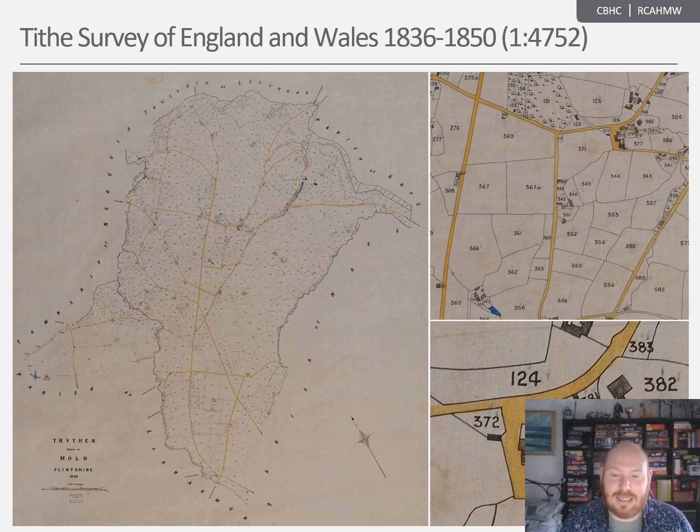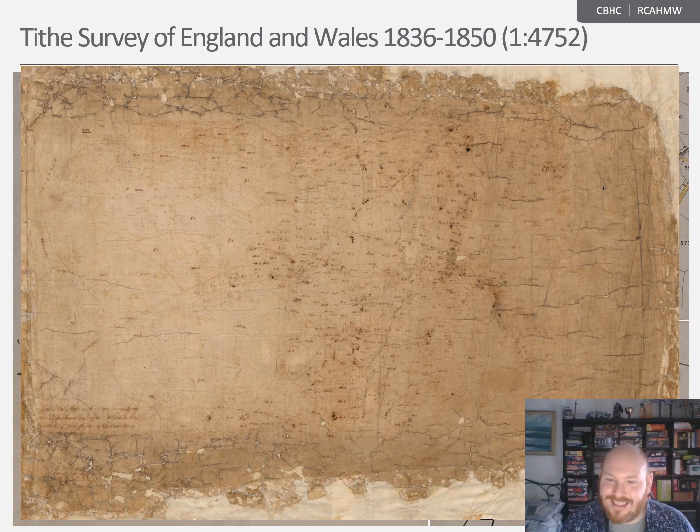So the example you can see on screen now is Trything, and you can see it's very clear, and you can see the numbers of each field. Again, these are cadastral, so they have a book of reference, so each number refers to the book of reference, which gives information about the occupier, the owner, land use and things like that. But there are other maps which don't survive quite so well. This is an example of the tithe map for Llanberis, and you can see it hasn't survived well. The survey itself is very opaque, so some of these maps can be a challenge to use.